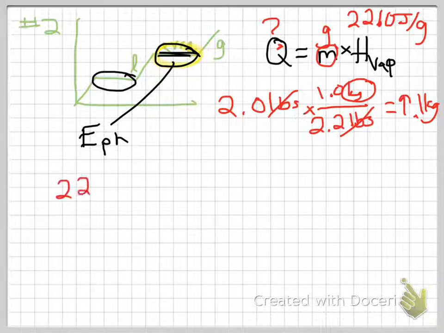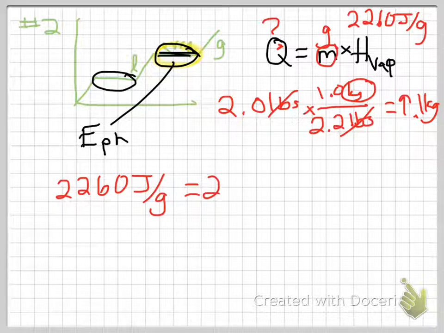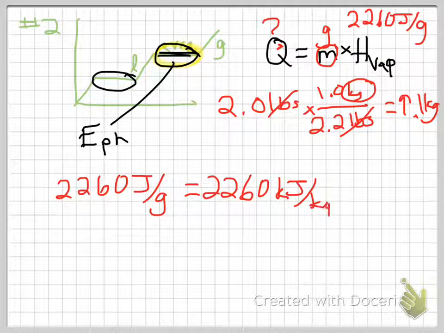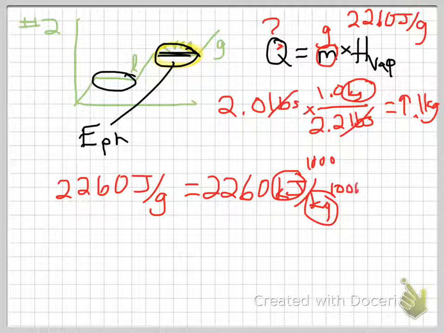So 2,260 joules per gram is the same thing as 2,260 kilojoules per kilogram. Okay, that's exactly the same thing because kilojoules is 1,000 times bigger than joules, and kilogram is 1,000 times bigger than grams. So we're really doing like 1,000 divided by 1,000, which gives us 1. So our number doesn't actually change. So we can write it like this.